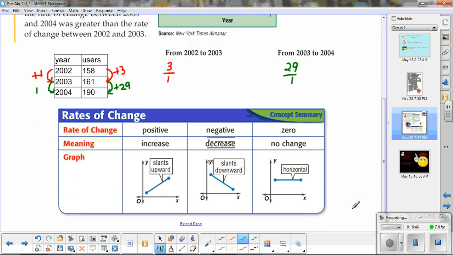You may want to get this into your notes. A positive rate of change is showing an increase and it's going to slant upwards when you go from left to right. A negative rate of change is a decrease and it's going downward from left to right. And a zero rate of change means that there isn't a change and it's going to be shown by a horizontal line.